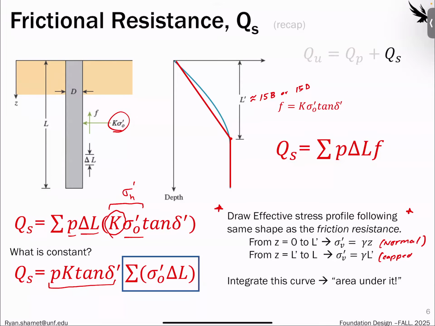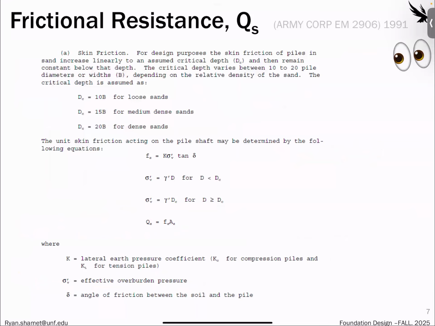And the way I'm explaining it might be a little confusing. I suggest you guys also look at the Army Corps manual that I'm posting, and it kind of illustrates it a little bit easier. Now, a few things to note from this Army Corps manual: they assume this critical depth, they use a D subscript C instead of L prime. Just note that's the same for us. So they just use the variable DC, but for us, we use this L prime.